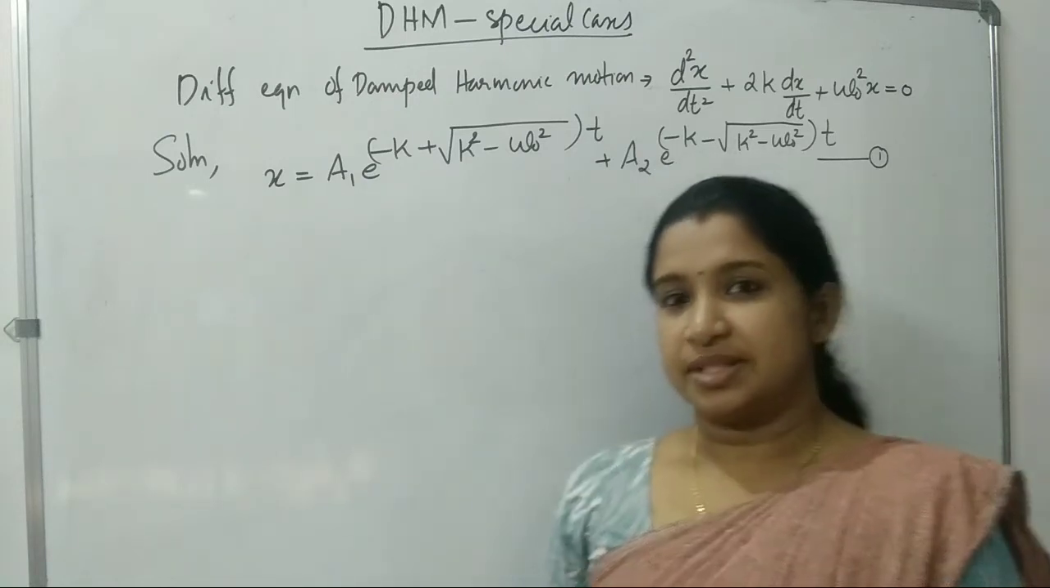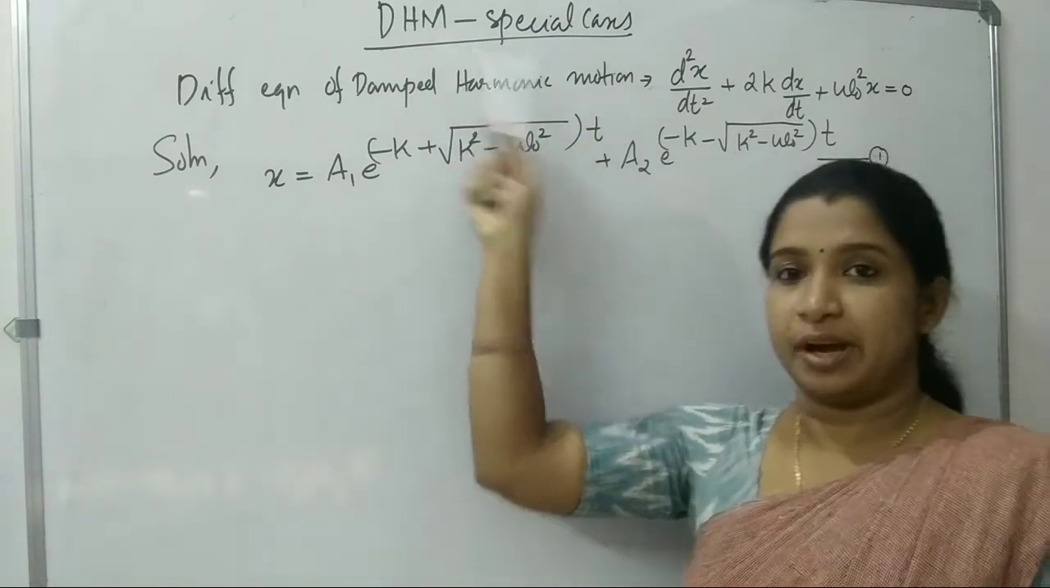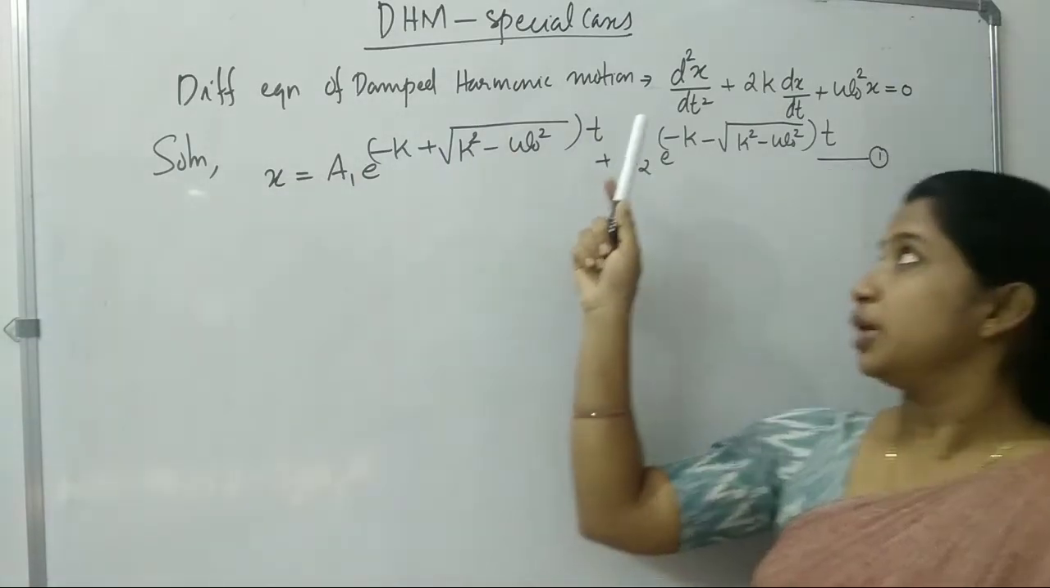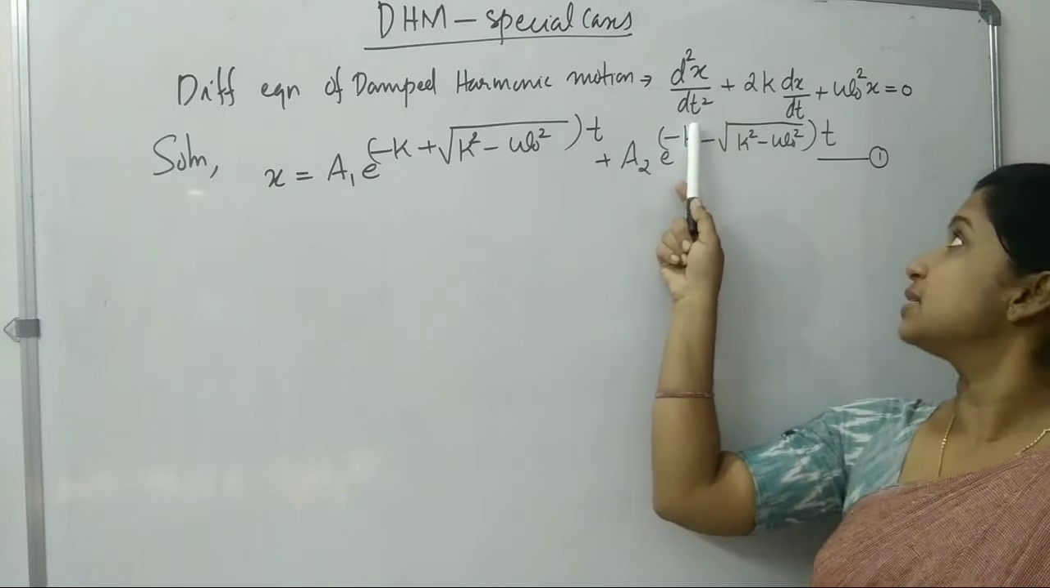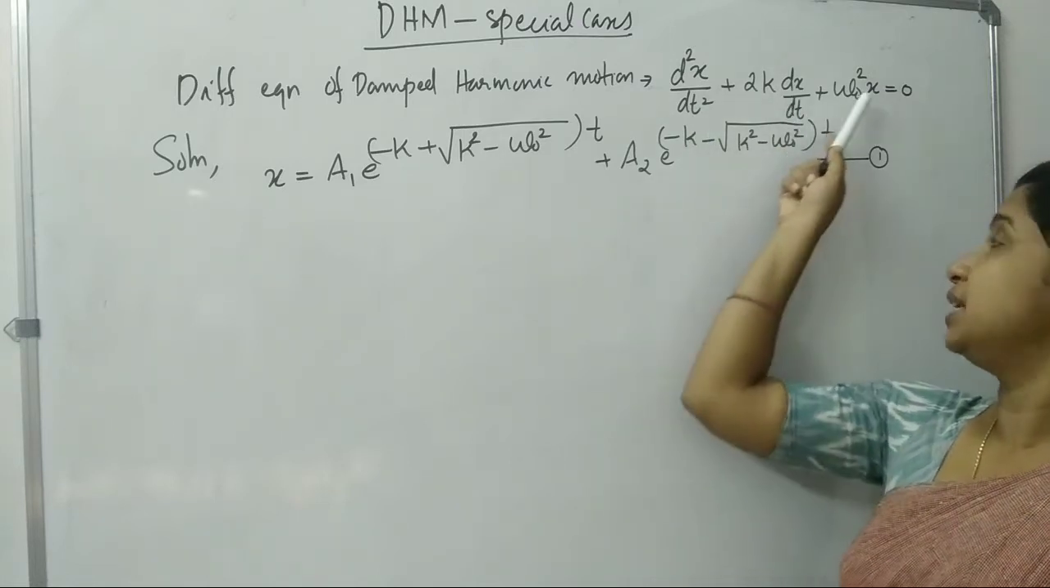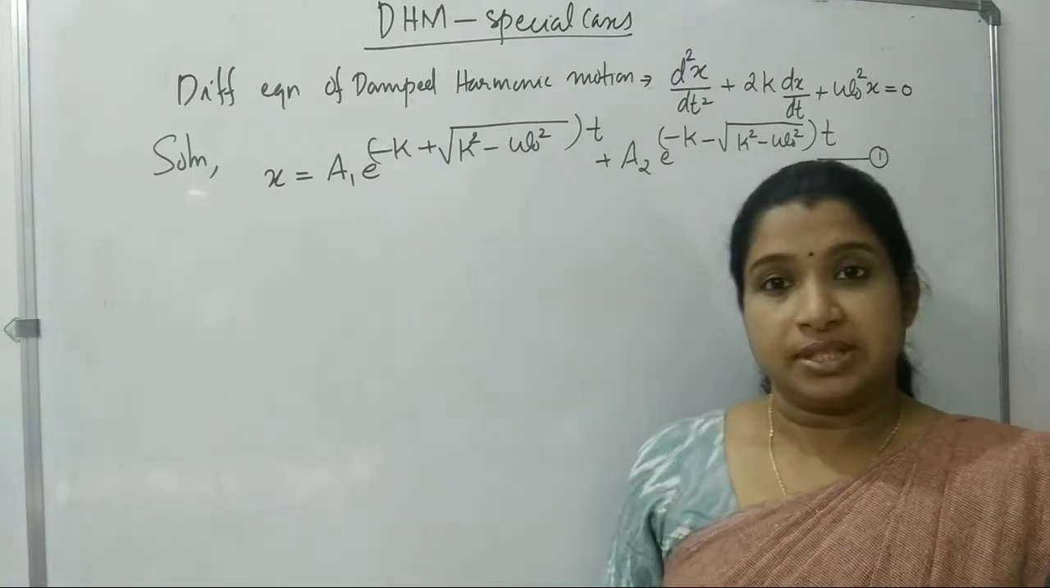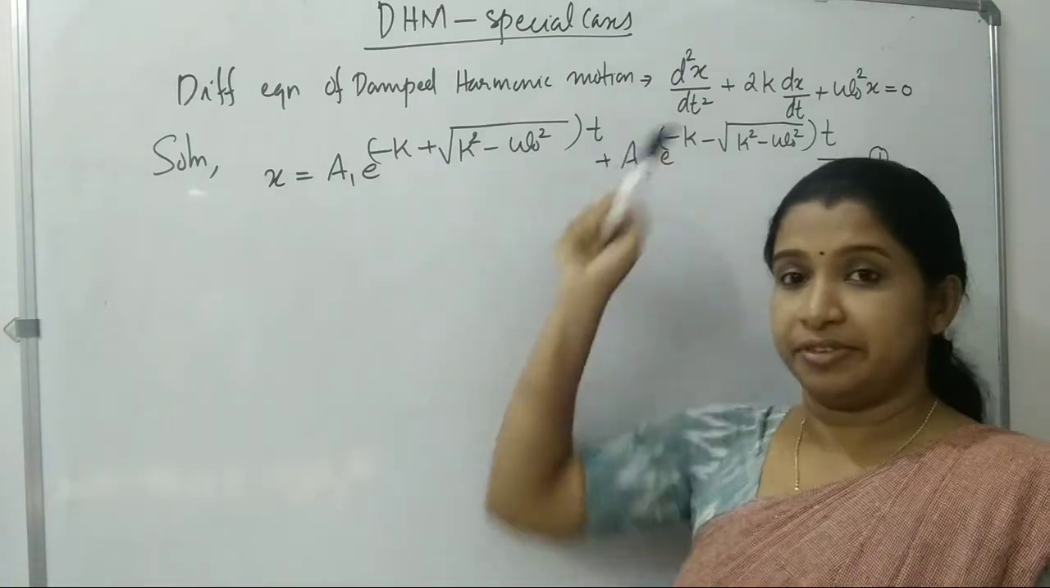Today we are going to discuss the special cases of damped harmonic motion. So we know the differential equation of damped harmonic motion is d²x/dt² + 2k dx/dt + ω0² x = 0. And we find the general solution of that differential equation.